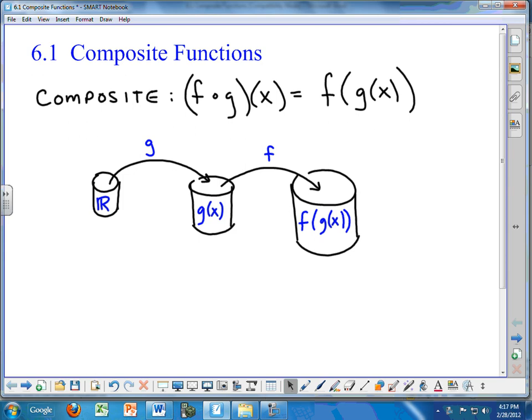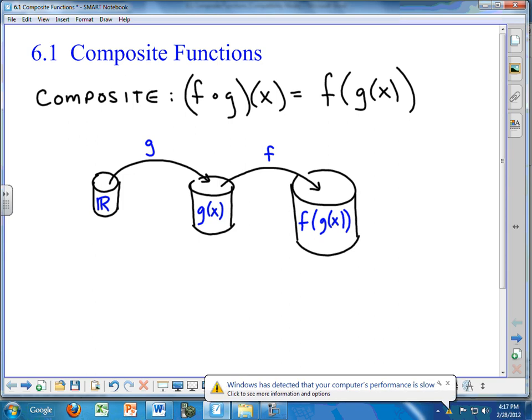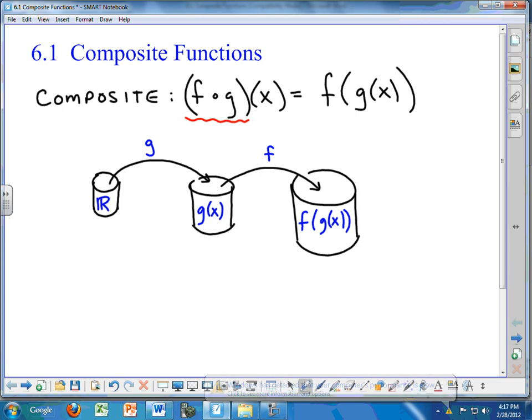So today we're just going to be investigating a little bit of the composite, and as you see here, composite is defined as f of g. It looks like fog, but it's f of g of x, which is represented by the same thing here, f of g of x.